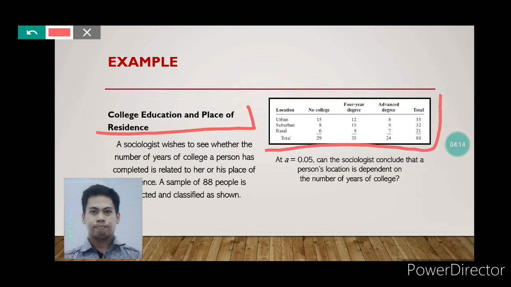It shows here that there are 3 rows: urban in the first row, suburban in the second row, and rural in the third row. There are also 3 columns. In the first column are no college, in the second column, 4-year degree, and in the third column, advanced degree. At alpha 0.05, can the sociologist conclude that a person's location is dependent on the number of years of college?